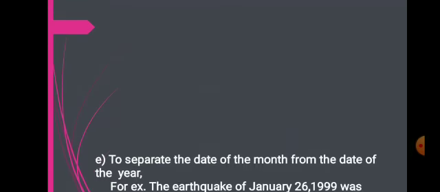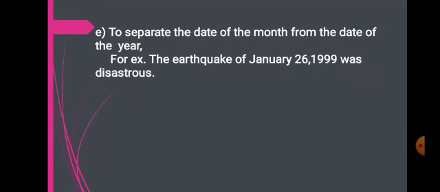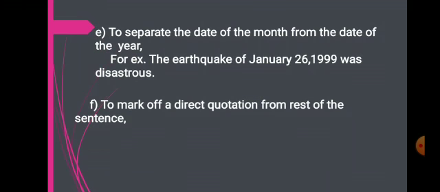Next, we use comma to separate the date of the month from the date of the year. It means very frequently we write the format of date in expanded form, and when we write the date in expanded form, we separate the date from the year by putting comma, as I have shown here in the example. And then we put comma to mark off a direct quotation from rest of the sentence.